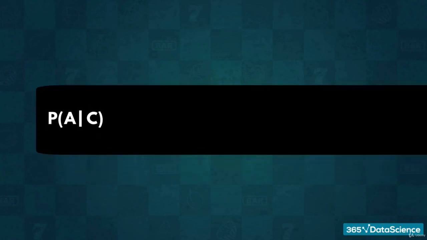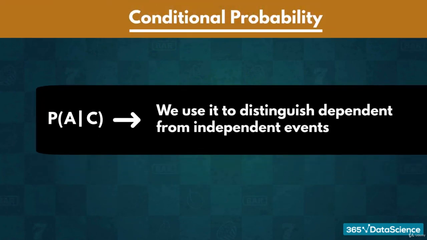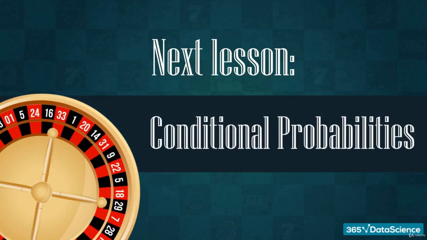Perfect. We call this probability the conditional probability, and we use it to distinguish dependent from independent events. In the next lecture, we are going to show you how to compute it and interpret conditional probabilities.